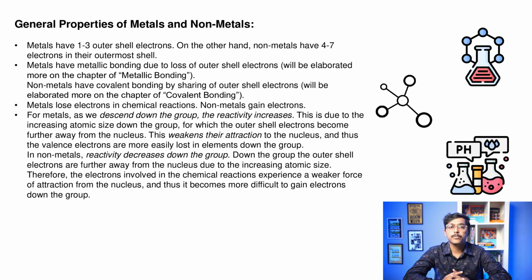In nonmetals, the opposite happens. Reactivity decreases down the group. This is because down the group, the outer shell becomes further away from the nucleus due to the increasing atomic size. Since in nonmetals, the elements gain electrons in a reaction, the electrons involved in the chemical reactions experience a weaker force of attraction from the nucleus due to the increasing atomic size. Therefore, down the group, the reactivity of nonmetals decreases.